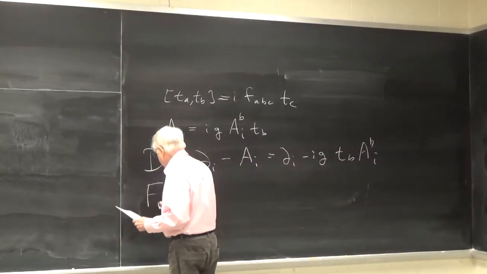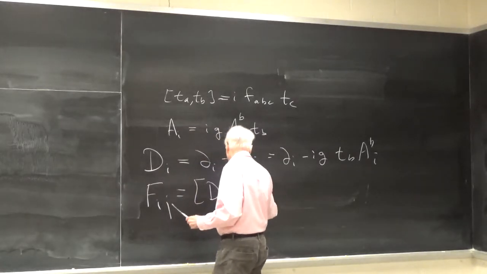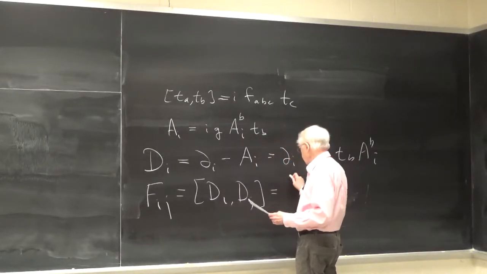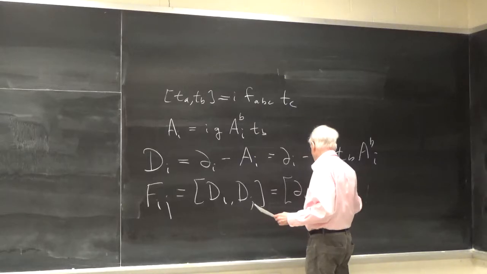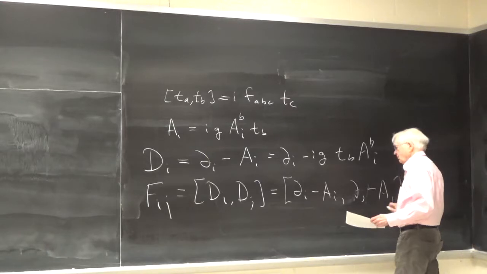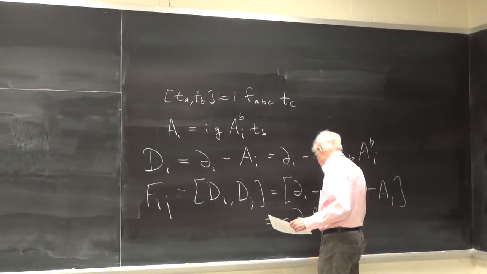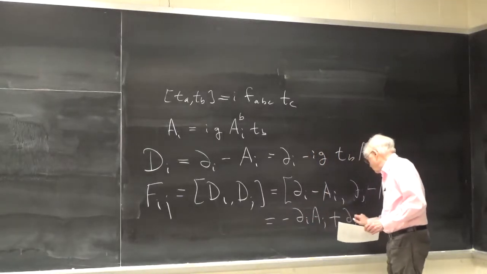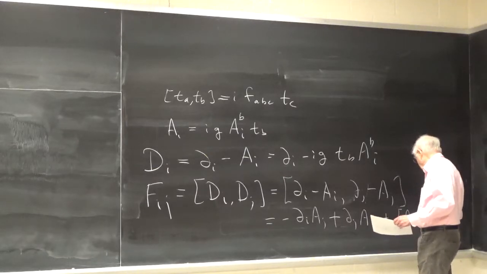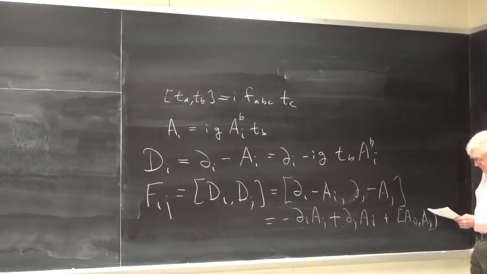Then the Faraday tensor is the commutator of two covariant derivatives, and unfortunately now you see this brings in an extra minus sign, so now this looks like minus D_i A_j plus D_j A_i plus A_i A_j, so it looks like that.